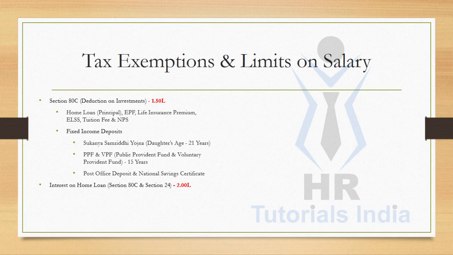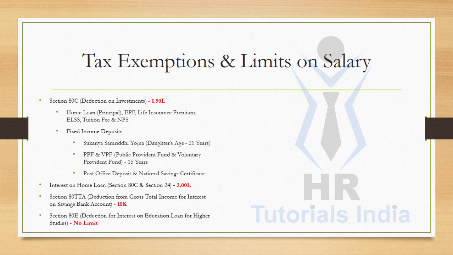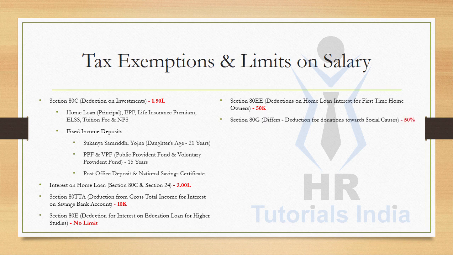Then comes interest on home loan under Section 80C and Section 24, and the limit is Rs 2 lakhs. Section 80TTA, deduction on gross total income for interest on savings bank account, and the limit is 10,000. Section 80E, deduction on interest on education loan for higher studies, and it has no limit. Section 80EE, deductions on home loan interest for first-time home owners, and the limit is 50,000. Section 80G, deductions for donations towards social causes, and the limit is 50%.